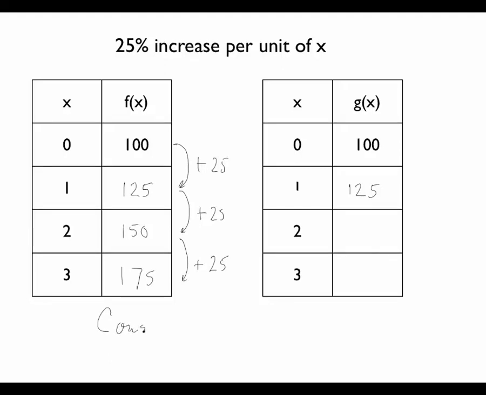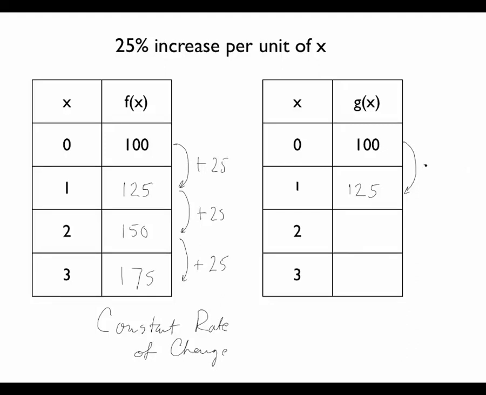So what's really happening? This is not exponential growth. This is not 25% increase per unit of x. This is adding 25 to the output every time. So what is exponential growth? Truly, 25% increase per unit of x means what do we do to get the next output? Everyone should know this. What does 25% increase per unit of x mean we do on every output to get the next output?